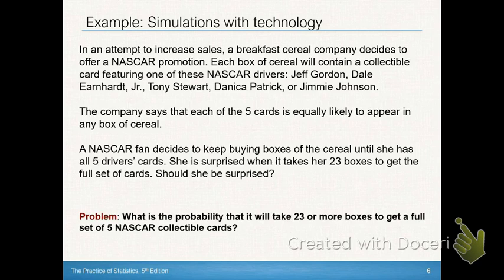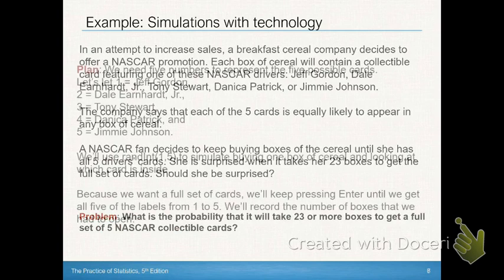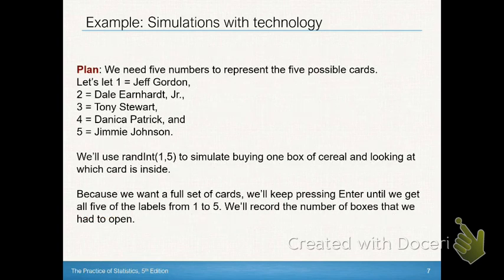Now, this fan is surprised when it turns out that she ended up buying 23 boxes before she got one of each. And we want to know, what are the chances that this happened? Is this really surprising? So what we'll do is we'll create a simulation. So the problem is, what's the probability that it would take 23 or more boxes to get the full set of 5 cards? Next, we'll come up with a plan.